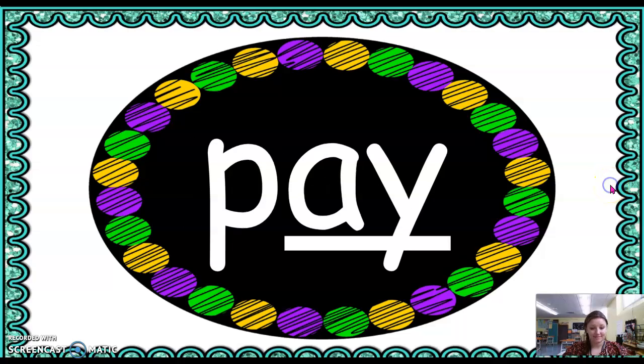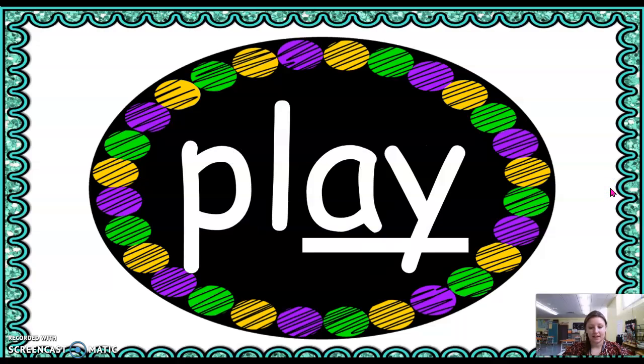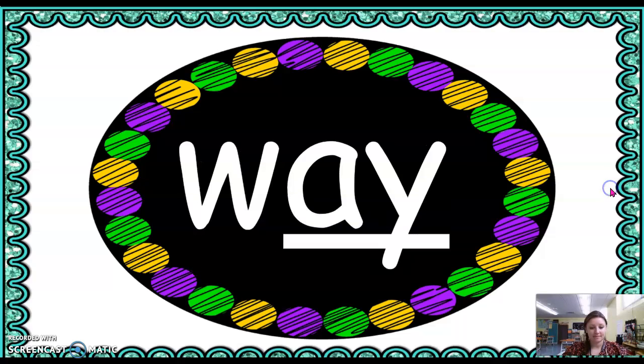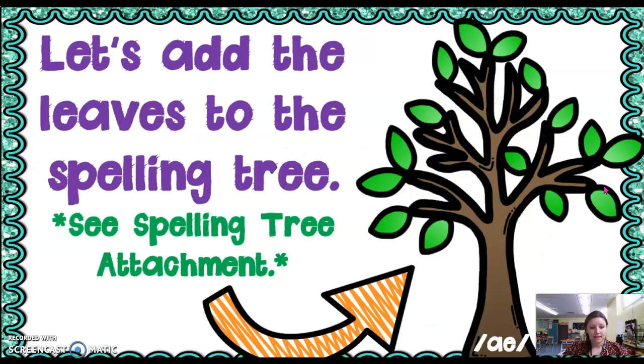May. Pay. Say. Play. Weigh. Tray. When we think about our spelling tree, we can add leaves to it for different spellings. Today we talked about using the AI spelling and the AY spelling.